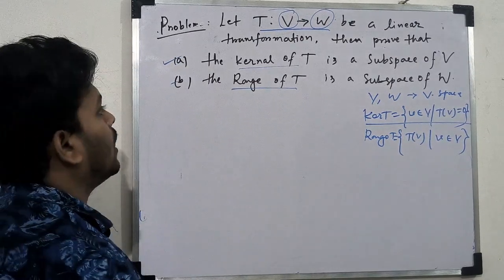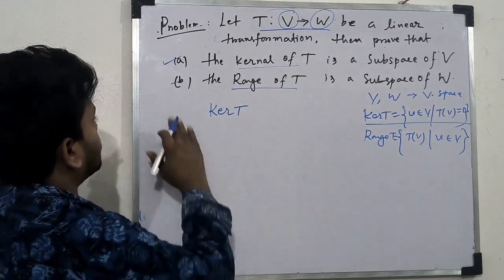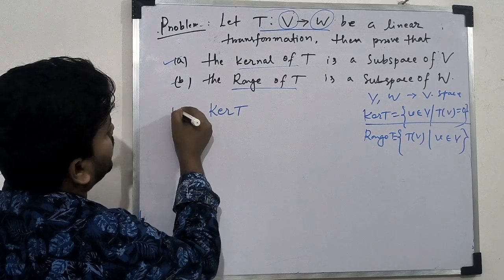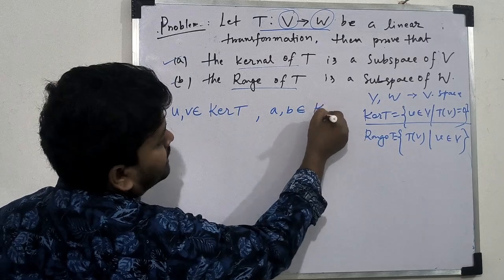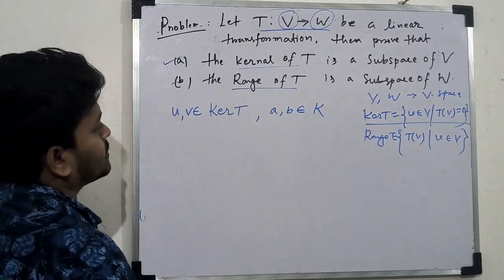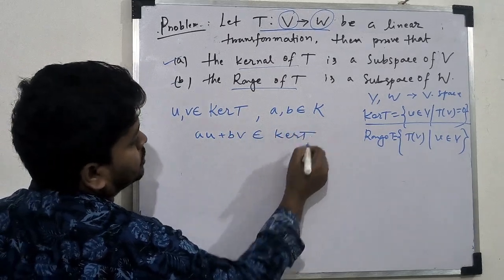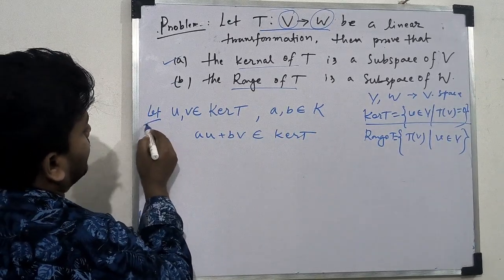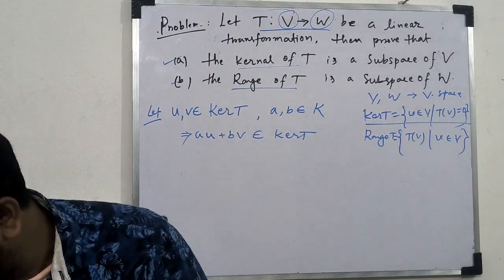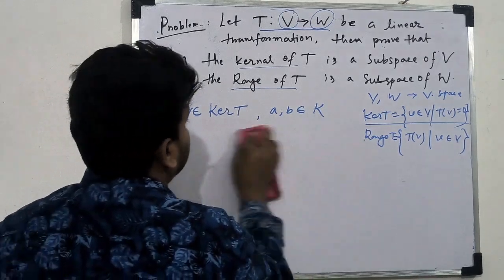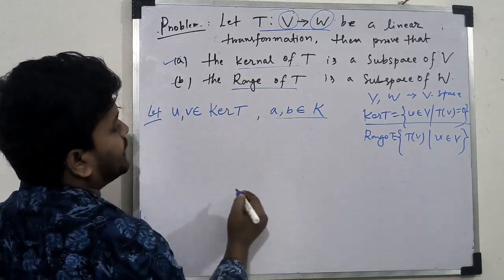So how to solve subspace? So you have to prove kernel T is a subspace. To prove subspace, we have to take two elements from this kernel and two constants from the field on which these vector spaces are defined, and then we have to prove au plus bv also belongs to this kernel. So this is our aim. To prove subspace, first of all, we take u, v from kernel T and a, b from the field.